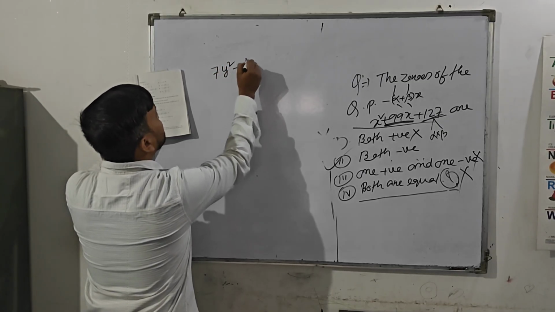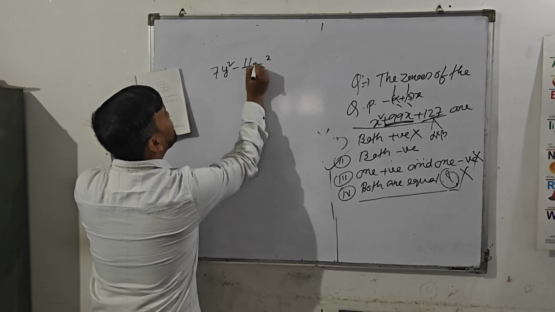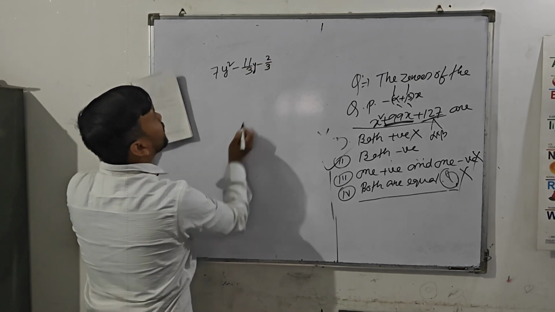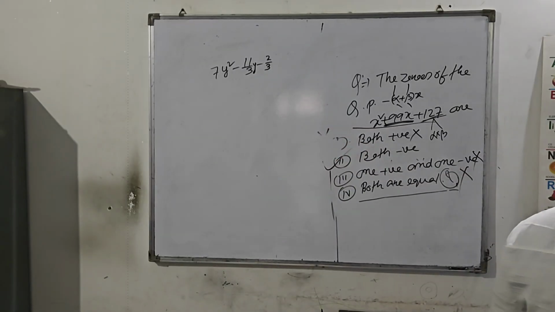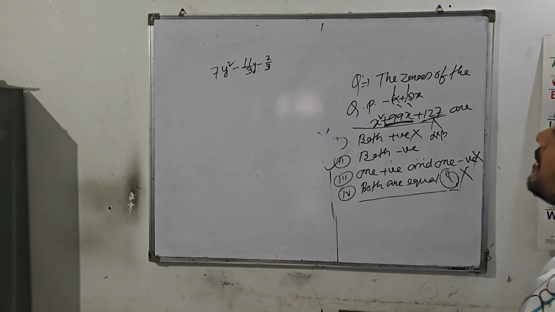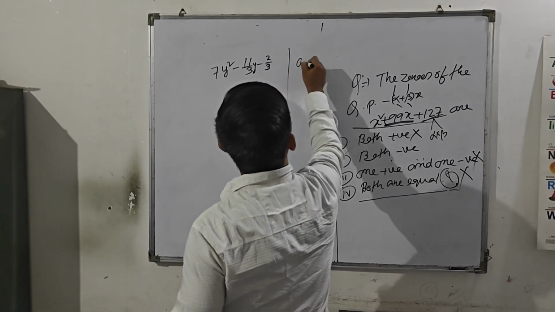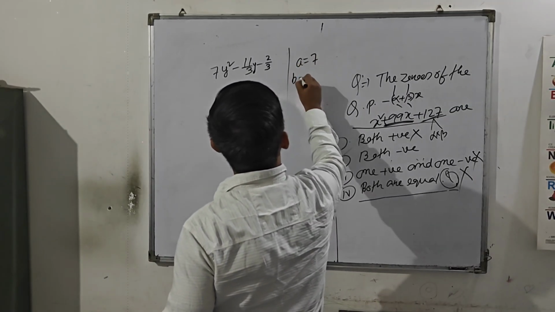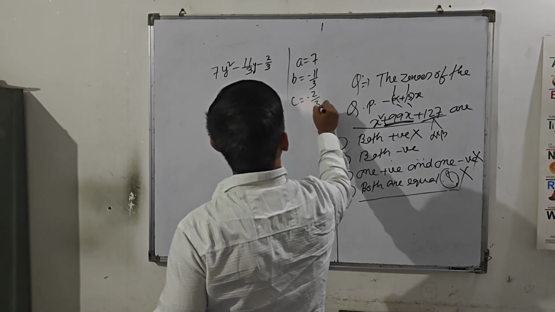Solve this polynomial and verify the relationship between zeros and coefficients. Can you do it? Polynomial 7y squared divided by 3y, a is equal to 7, b is equal to -11/3, c is equal to -2/3.